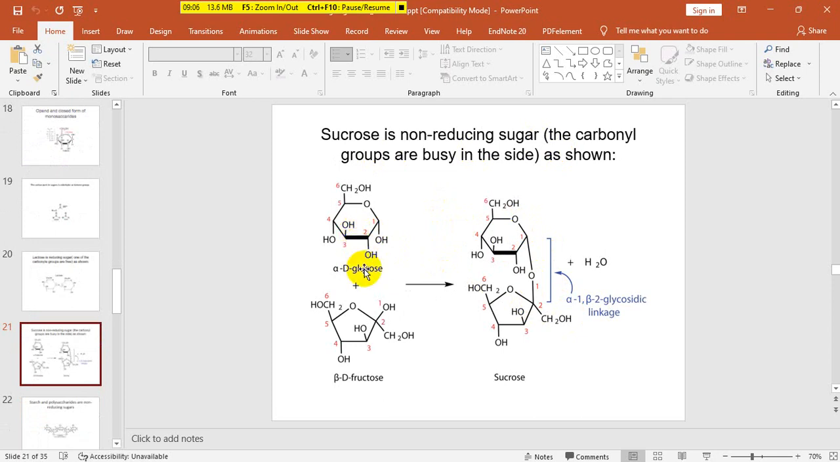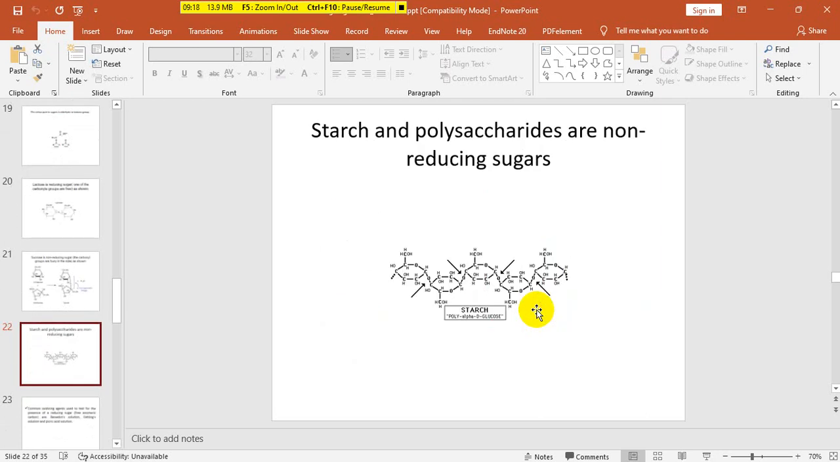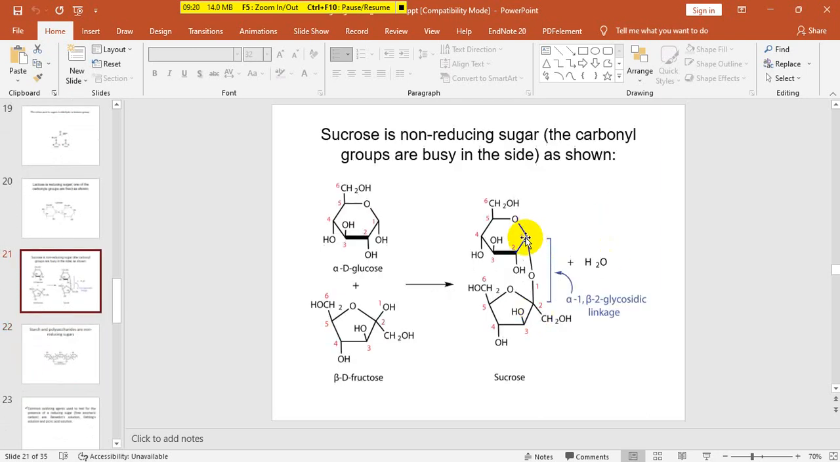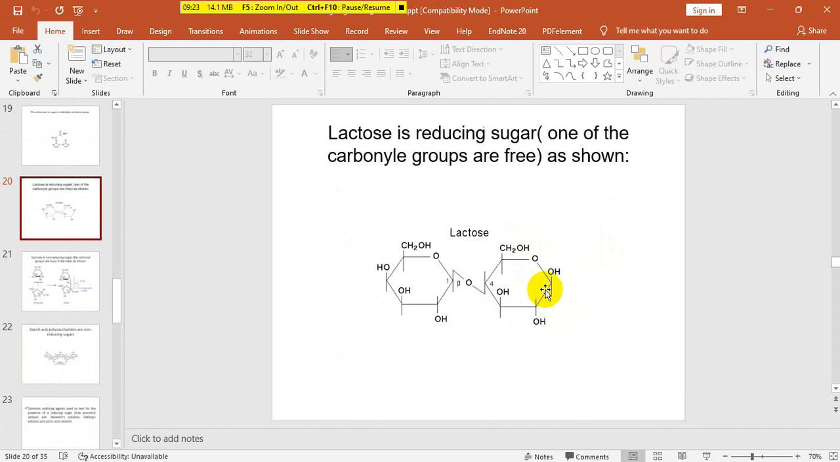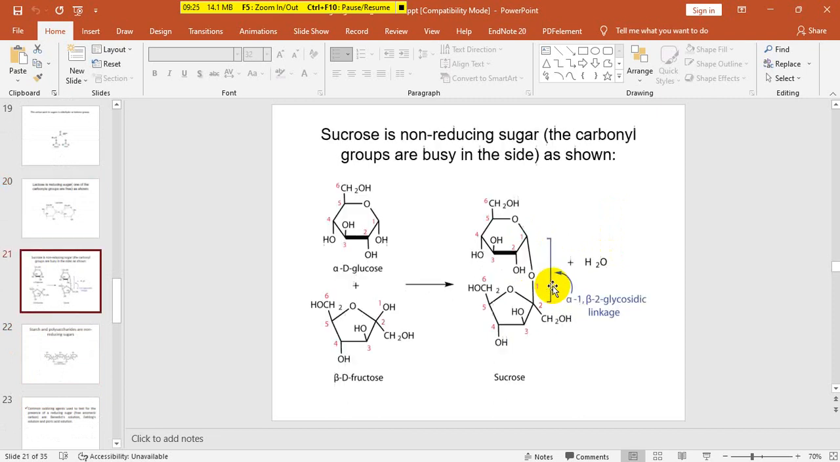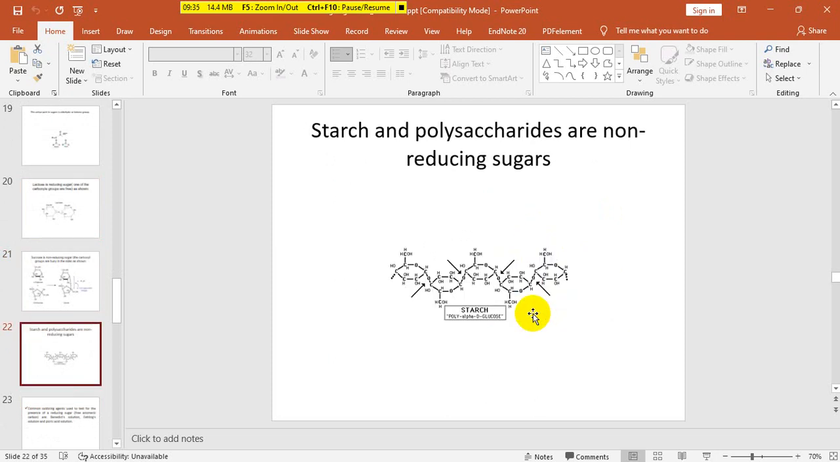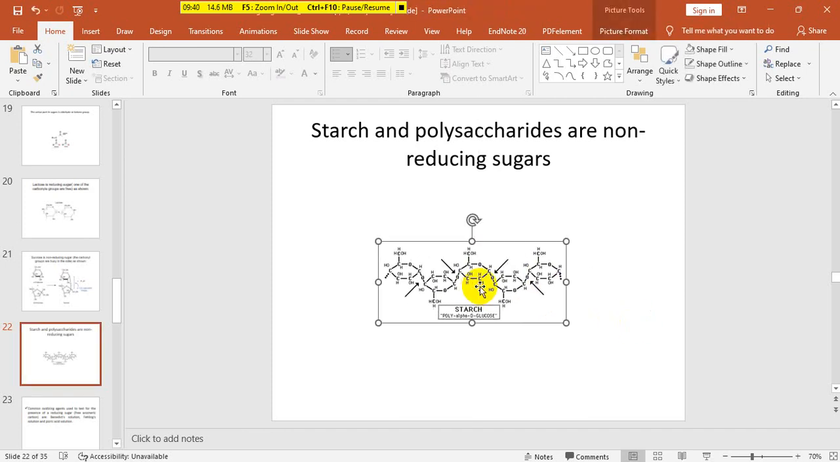Sucrose is made up of glucose and what? Fructose. But you realize that carbon 1 of glucose is occupied, and carbon 1 of fructose is also occupied. So it's a non-reducing sugar. It's occupied in a bond, it's not free, unlike lactose, where carbon 1 is free. For sucrose, carbon 1 in glucose and carbon 1 in fructose are not free. Starch and polysaccharides are non-reducing sugars because they don't have carbon 1 being free.